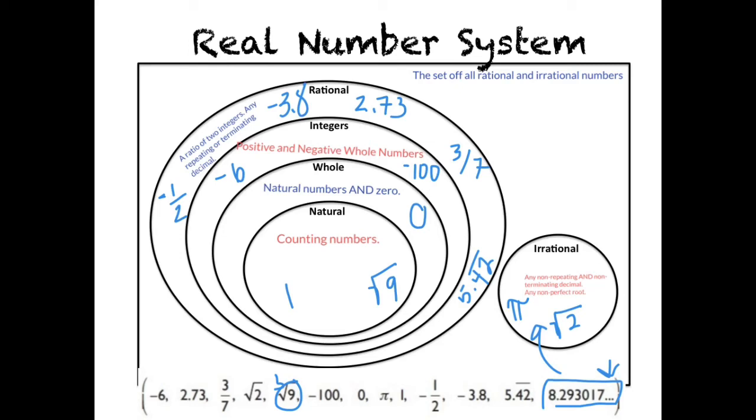Okay, all in all, this Venn diagram is used to classify numbers within the real number system. So you notice this definition up here. It's the set, again, of all rational and irrational numbers. That's what a real number is. Any number that you can think of fits somewhere in this Venn diagram.